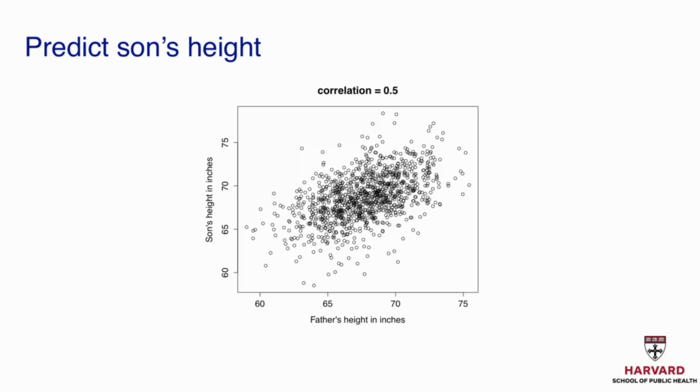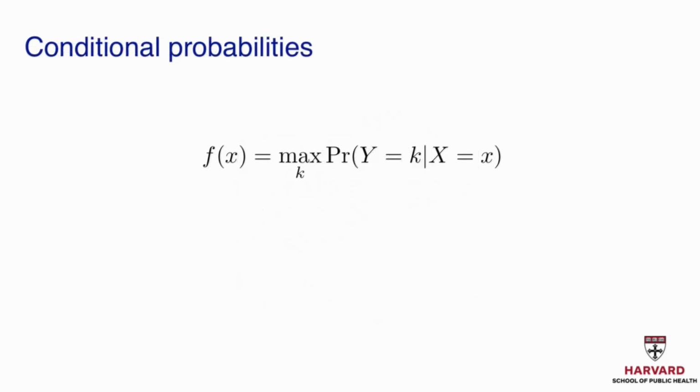Now let's say that I change the problem and I say, assume that you know that the father is 71 inches tall. So now this becomes a prediction problem. We have a predictor, x, the height of the father, and we're asked to predict the son's height. So how do we do this? One simple idea that is very powerful is to condition the data.